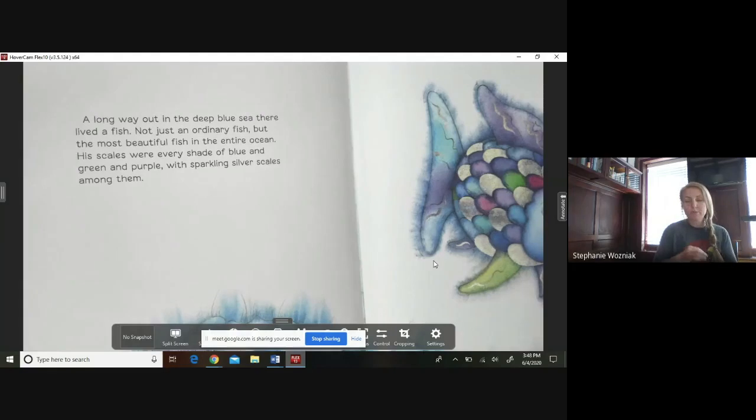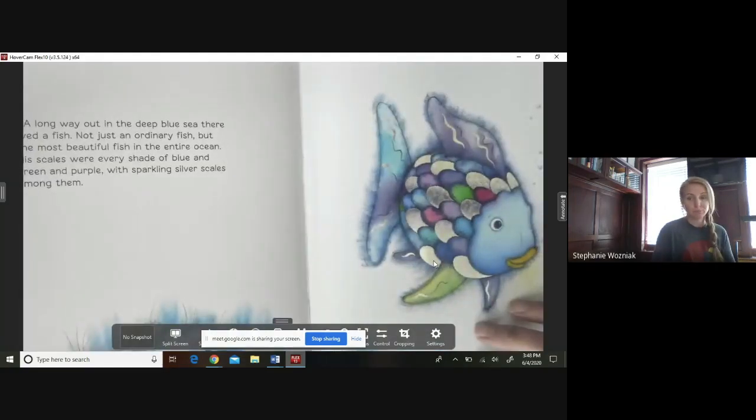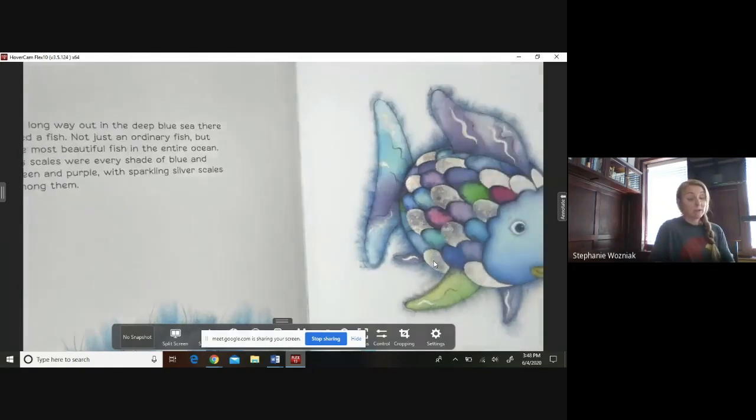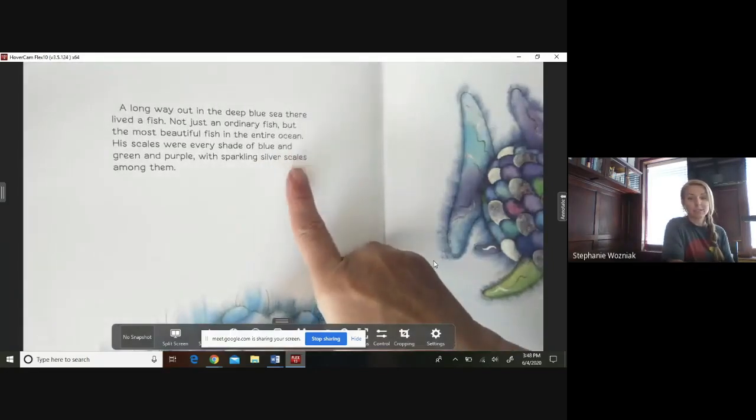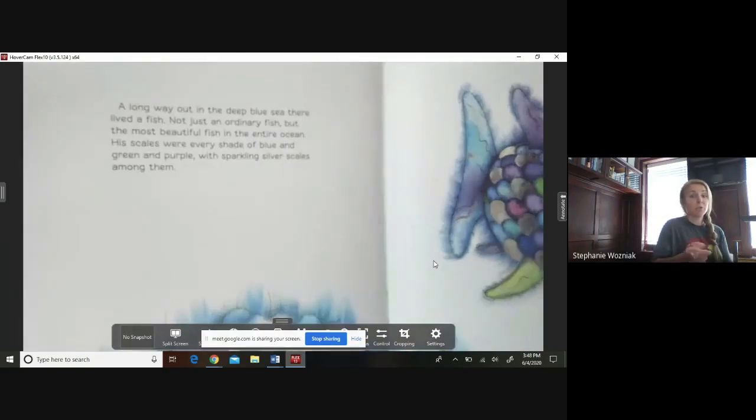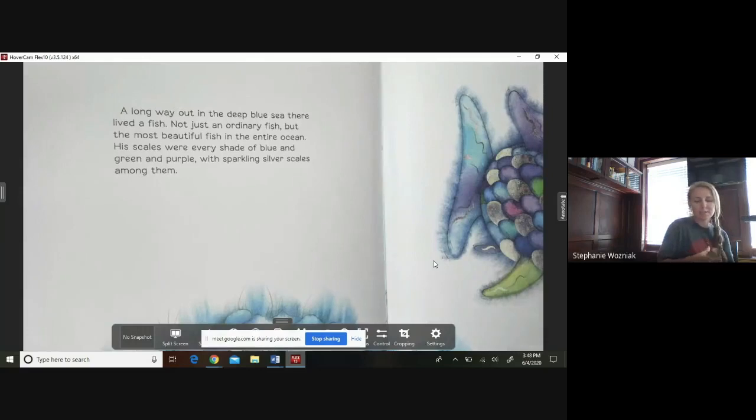So what is so special about this Rainbow Fish? So you had to make the inference that this Rainbow Fish is special because he has sparkling silver scales in every shade of blue. So you took what that author said and what you know about stuff that's sparkly, and when it's described like this, you know that that must mean that this fish is a special fish.